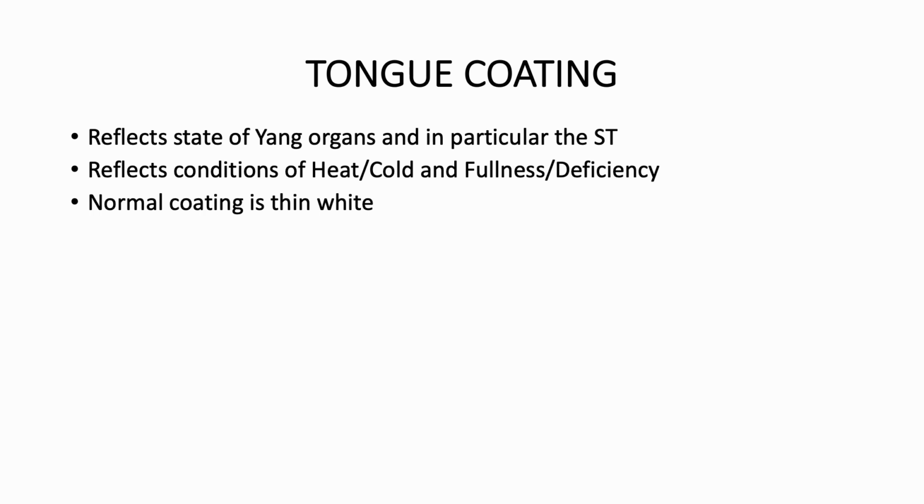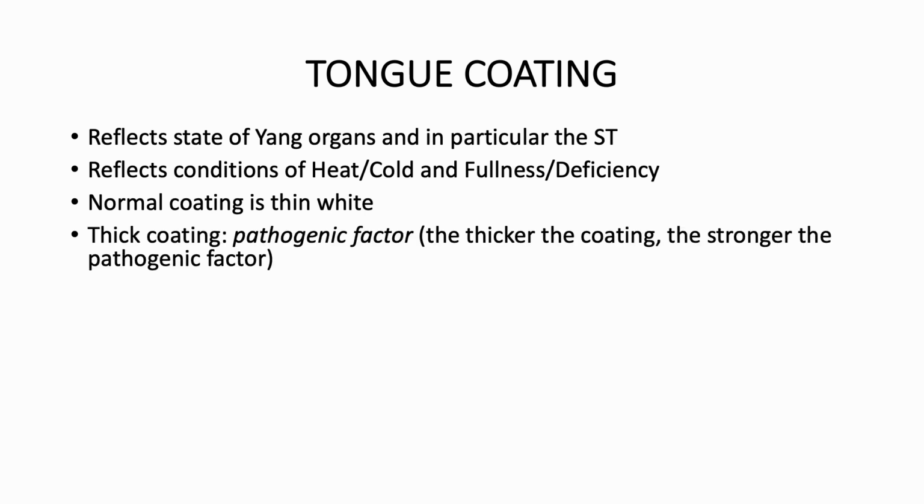The coating gives an indication of the presence or absence of a pathogenic factor and of its strength. A thick coating always indicates the presence of a pathogenic factor, and the thicker the coating, the stronger the pathogenic factor. Such a pathogenic factor may be exterior or interior, such as exterior wind, dampness, interior or exterior, cold, retention of food, phlegm, heat, fire.